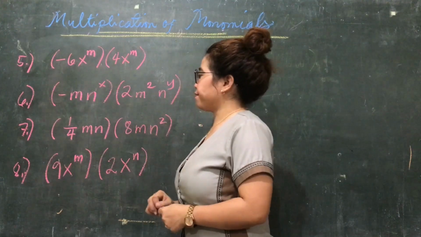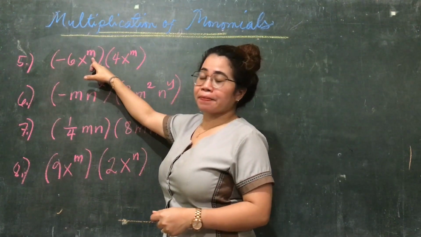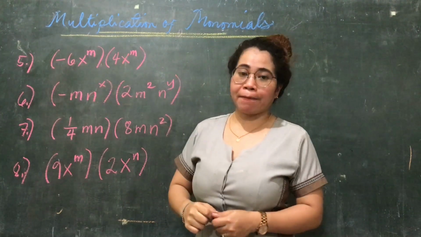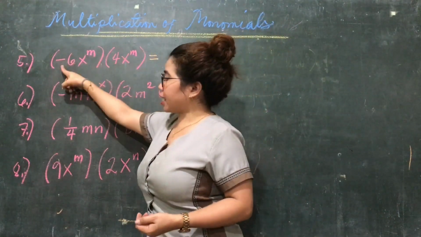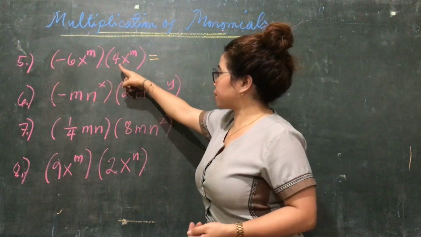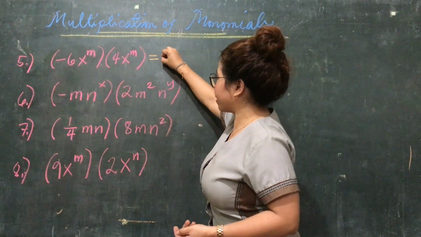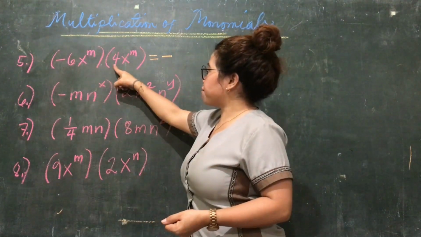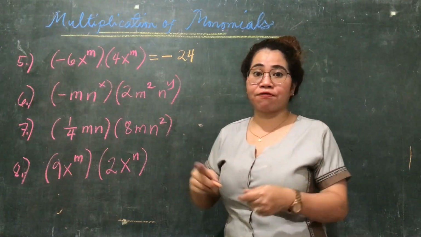So number 5. Negative 6x to the power of m times 4x to the power of m. So let's start with the sign. Negative diri i-times sa positive. Dili parehas ang sign. Kung mag-times ka, the answer is negative. Then coefficient ta, 6 times 4, you have 24. Then proceed ta sa variable.